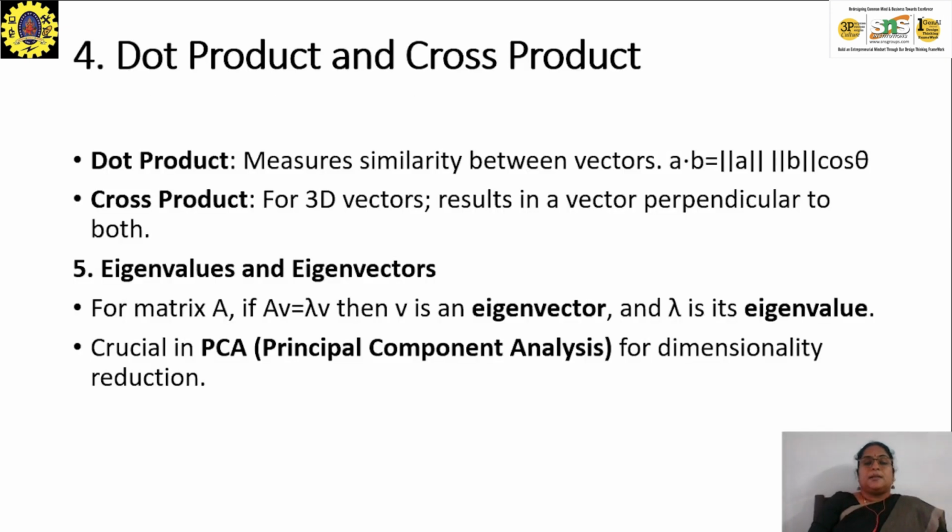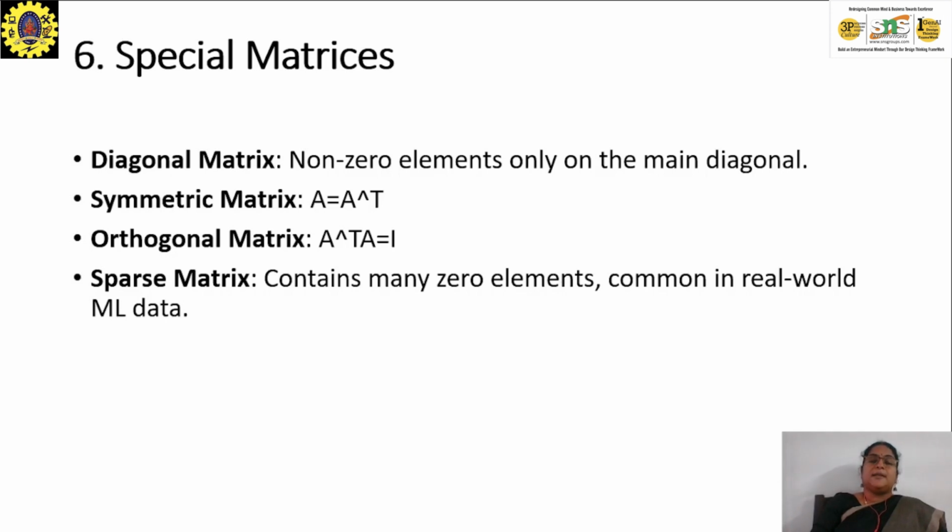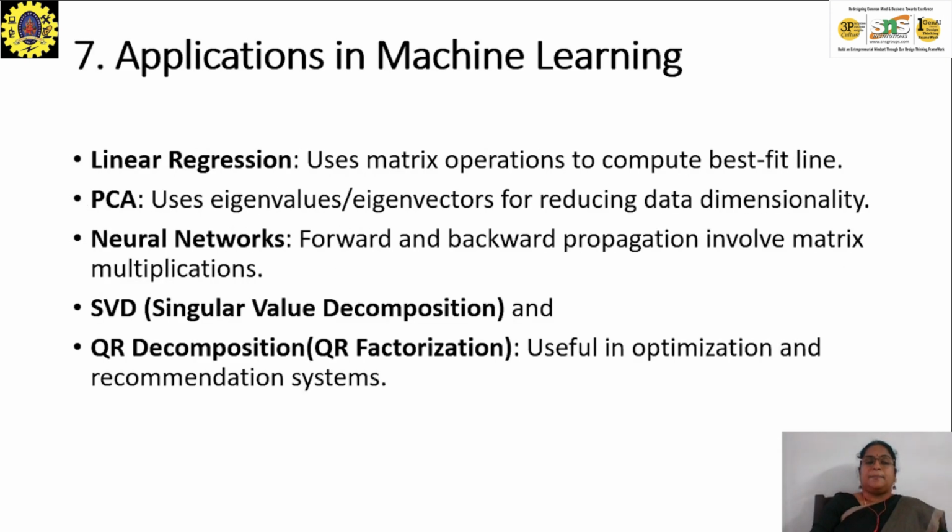This is vectors and matrix. Dot product and cross product: the dot product measures the similarity between vectors. The cross product gives a vector which is perpendicular to both. And we have eigenvalues and eigenvectors, with their formula, and principal component analysis. Then there are special matrices: diagonal matrix, symmetric matrix, orthogonal matrix, and sparse matrix. Some of the applications of linear algebra in machine learning are linear regression, principal component analysis, neural networks, singular value decomposition, and QR decomposition. Thank you.